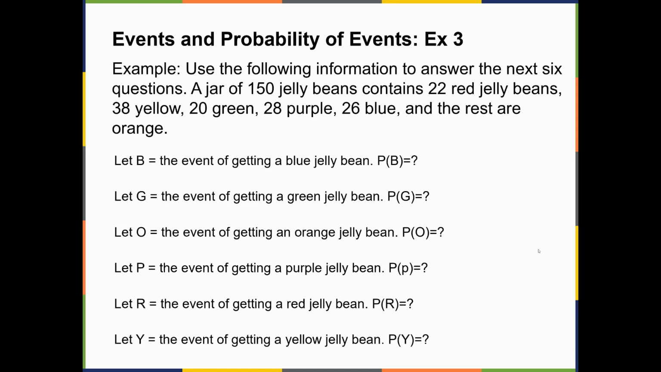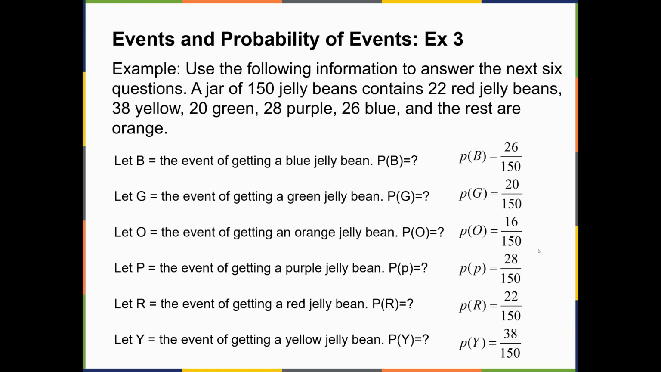All right, pause the video and answer these 6 questions, please. Probability of getting a blue, a green, an orange, a purple, a red, and a yellow. You might have to do a little bit of math. All right, are you back? Did you get the same answers as me? 26 out of 150 are blue, 20 out of 150 are green, 16 out of 150 are orange. We did a little subtracting for that one. You took the 150 and subtracted all the other ones to figure out that there were 16 orange. Purple, 28 out of 150, red, 22 out of 150, and yellow, 38 out of 150.